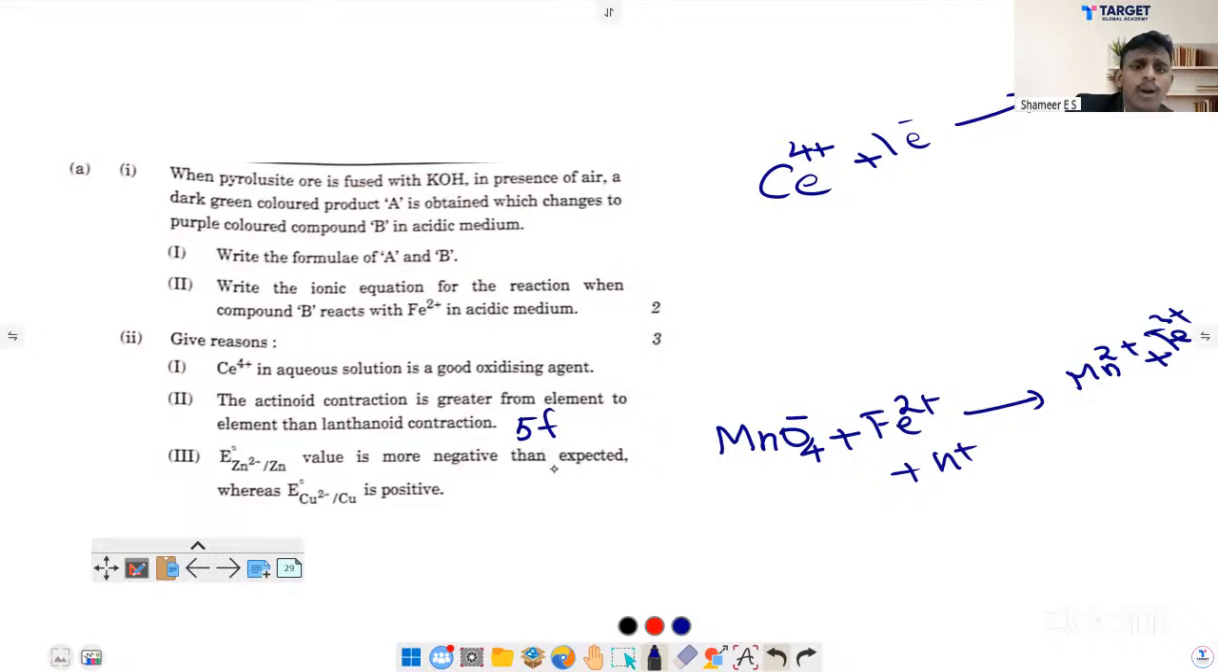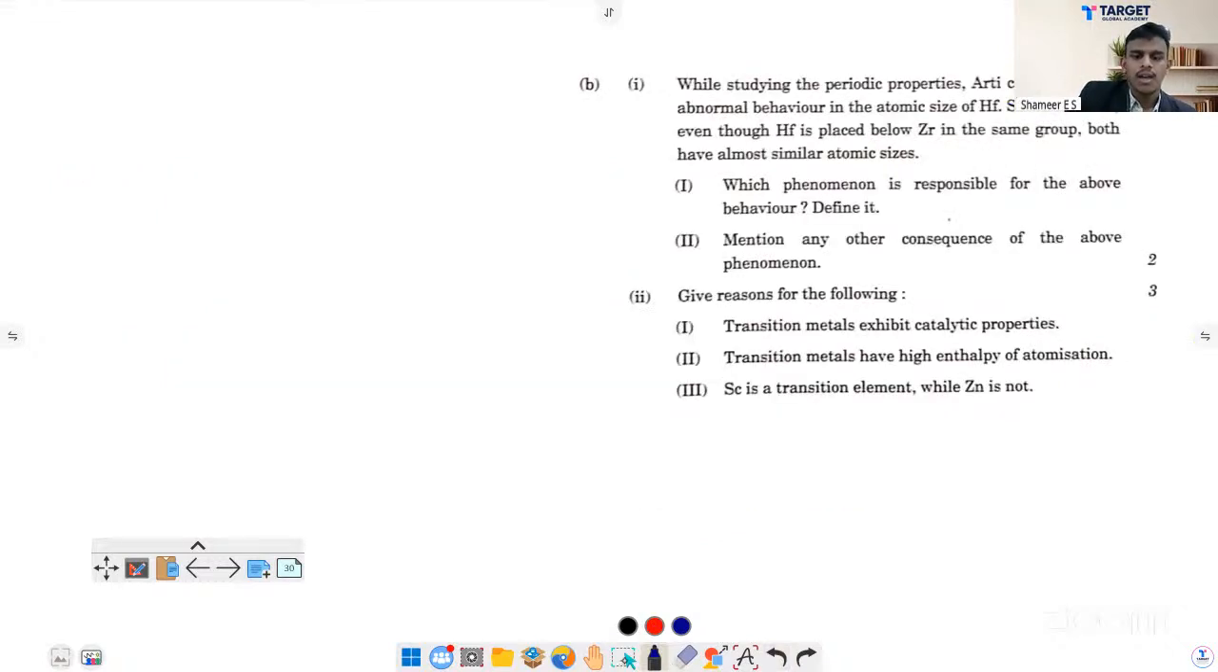The E0 value of zinc is more negative than expected, whereas copper is positive, due to the high reactivity of zinc compared to copper. And also, the E0 value is negative in the sense that you are converting zinc 2+ to zinc. This more negative value means it's highly reactive. There's a chance of oxidation, not reduction. Okay, all are the same type of question. Next.